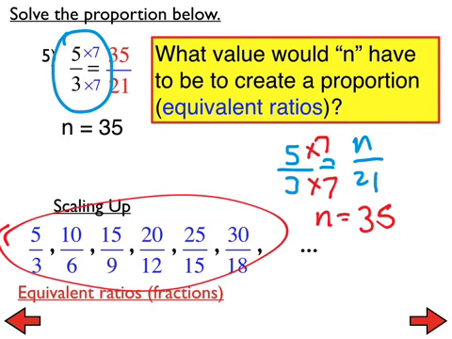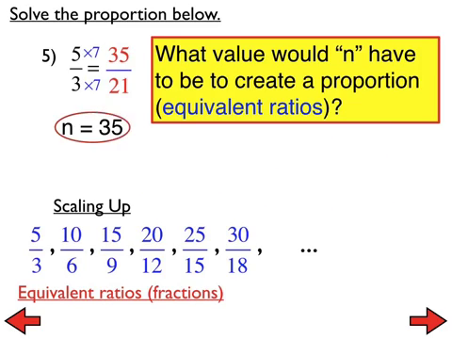Okay. If you just write n equals 35, it looks like you're not showing work and you copied somebody's answer. I need to see your times 7 times 7. Are we clear? Okay, go ahead and do number 6.